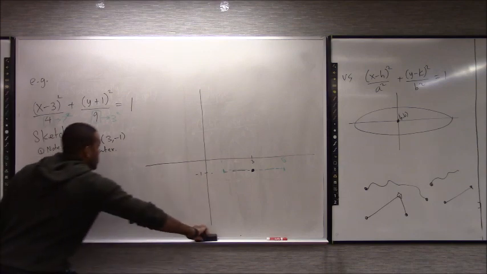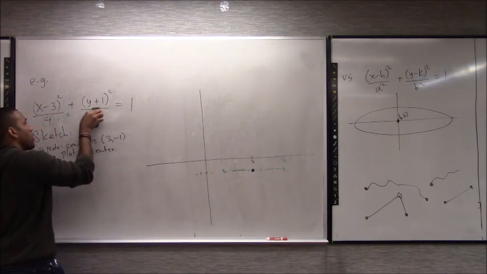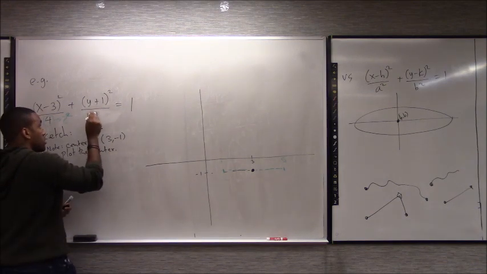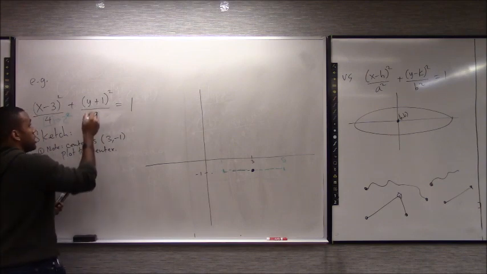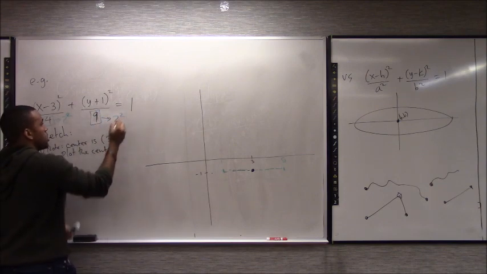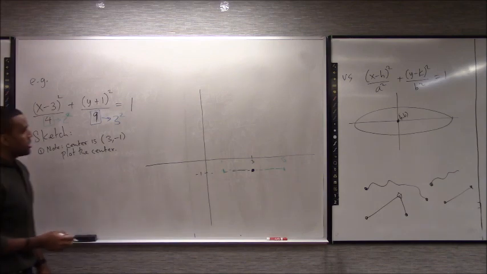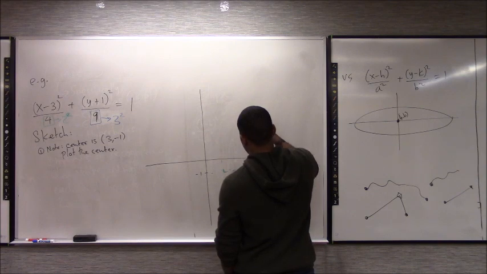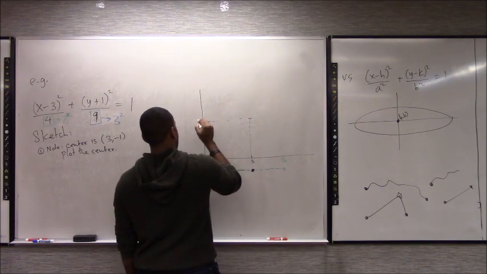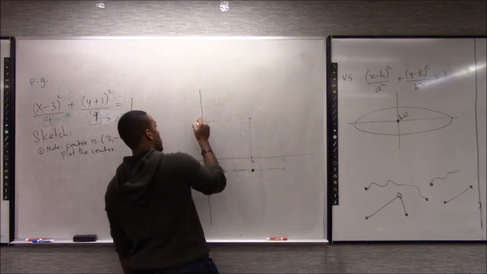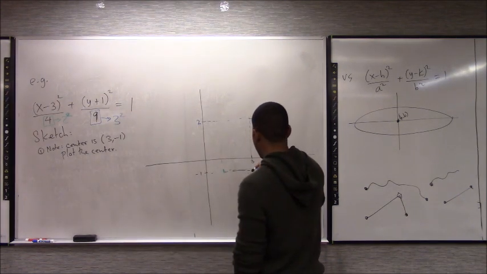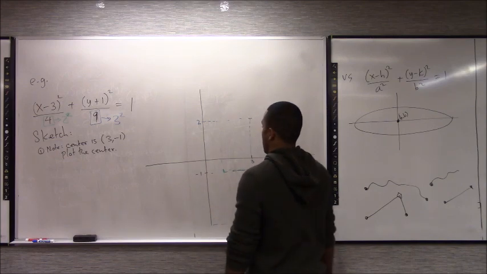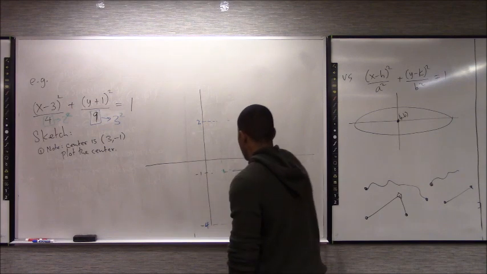Similarly, this one, let's put this in a different color. The 9, I can think of that as 3 squared. What that means is from the center in the y direction, I'm going to move 3 units up. So from -1, 3 units up is going to be 2 on the y, and then 3 units down is going to be -4 on the y.